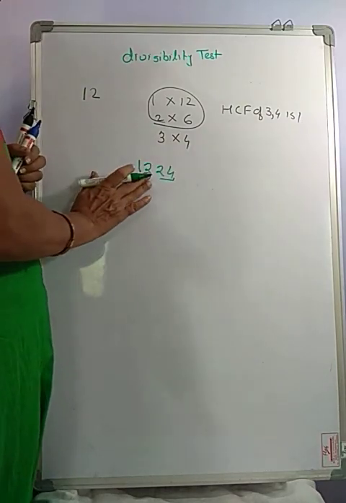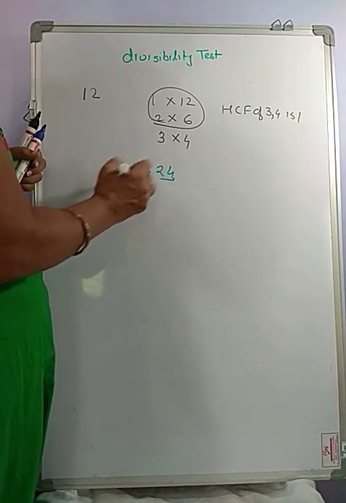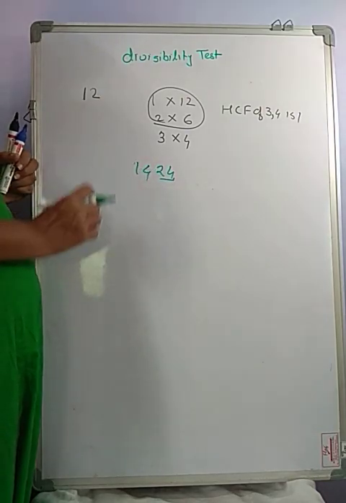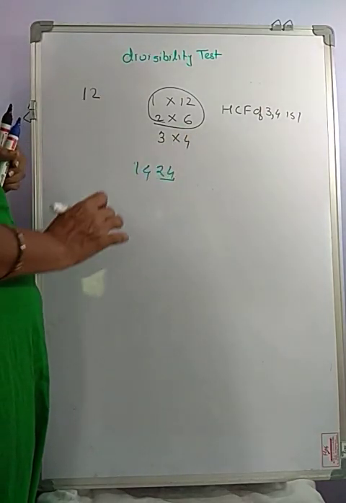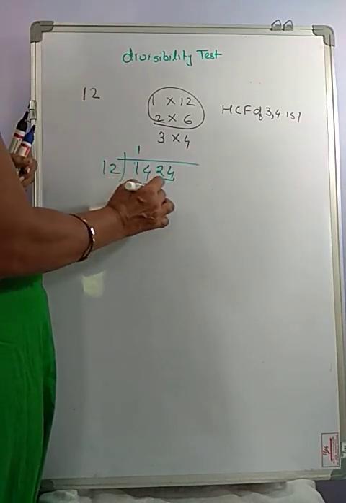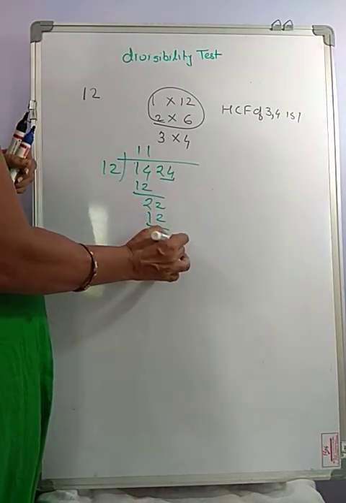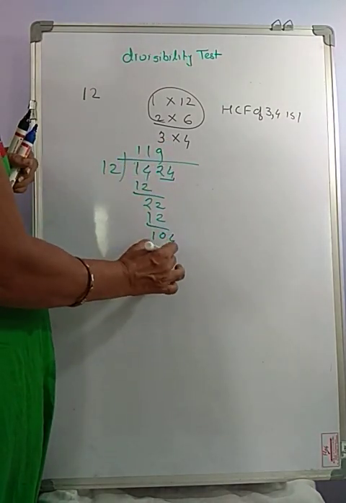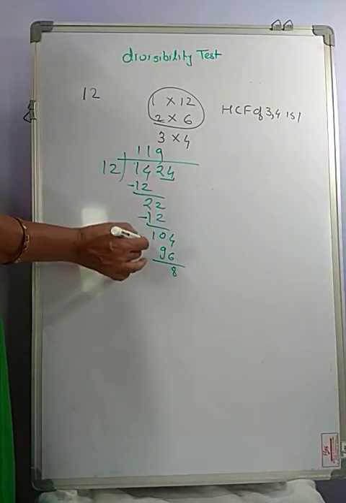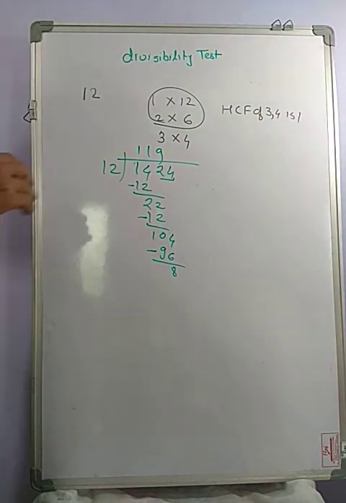If it is not so, suppose I take another number, for example 14. Now 6 plus 4, 10, plus 1, 11. This number is not divisible by 3. So it will not be divisible by 12. So it is not completely divisible by 12. Did you get the answer?